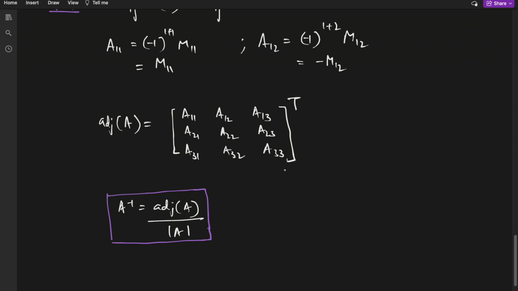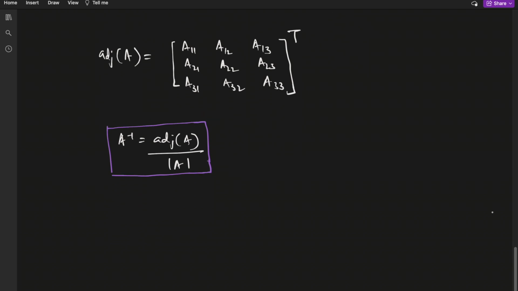Another way is using reduce row echelon form. We'll see what is reduce row echelon form. So in that you have the matrix A, and to the adjacent you write the matrix I. Then you apply the elementary row operations such that this A becomes I. And once this A becomes I, whatever this I transforms to, it is nothing but A inverse.